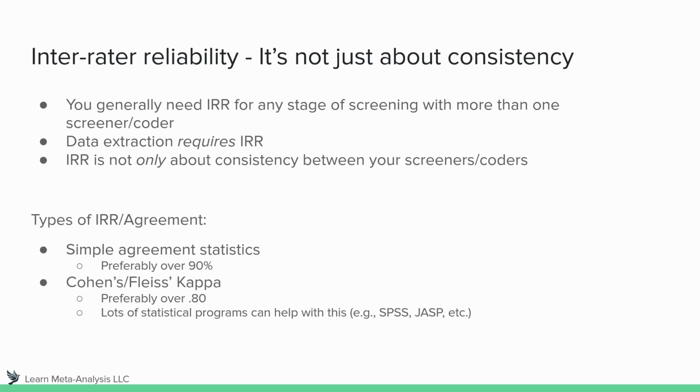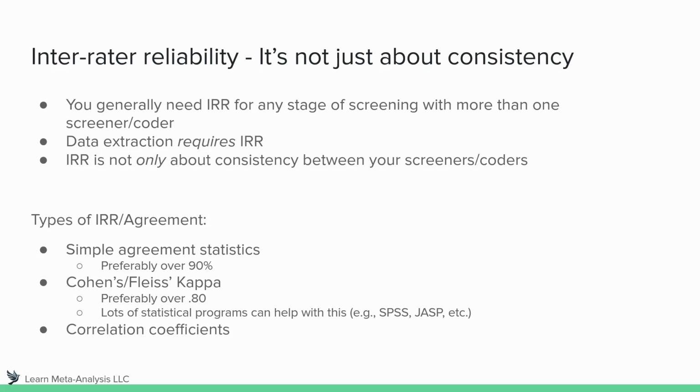Okay, so the other note that I wanted to make is that particularly with calculating kappa, there's a lot of statistical programs that can help you with this, things like SPSS, things like JASP. So if you're worried about the statistical side, I wouldn't be. There's lots of software that can help you do this in a very easy point-and-click fashion.